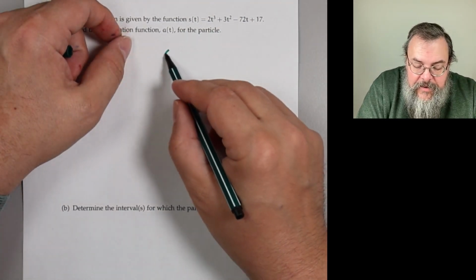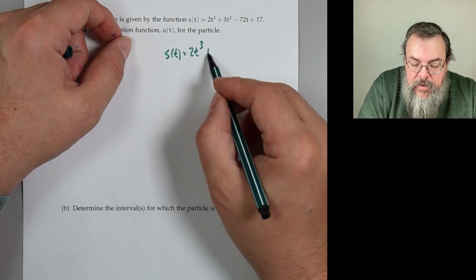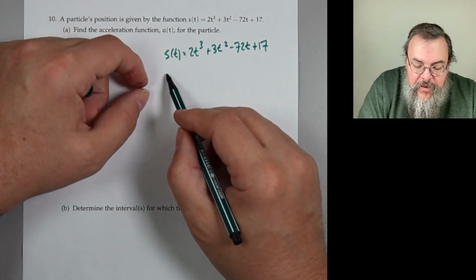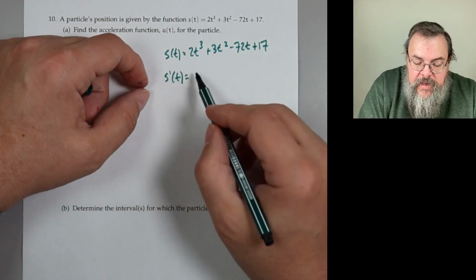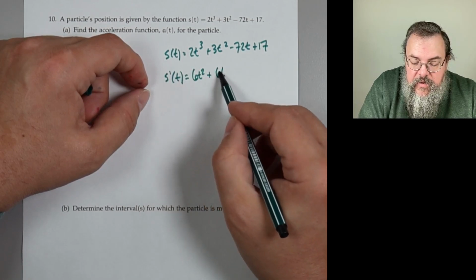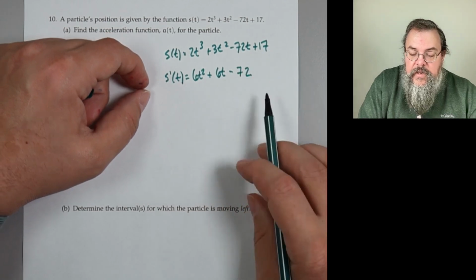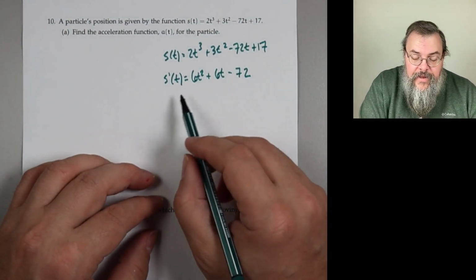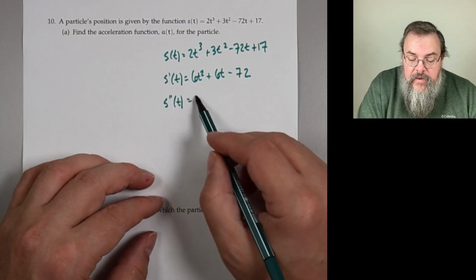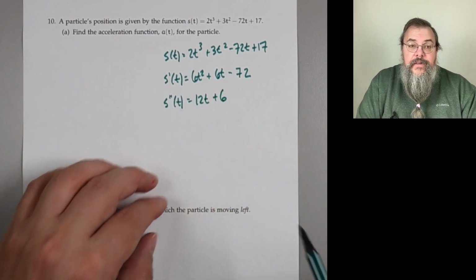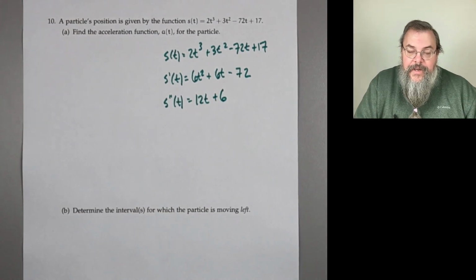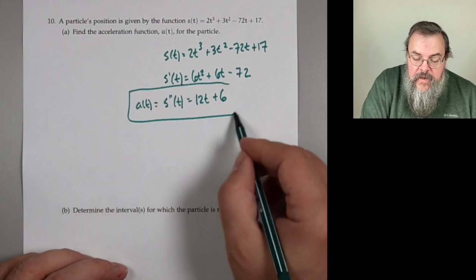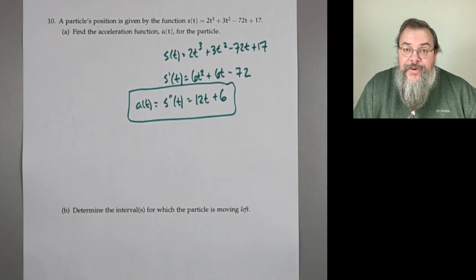So s of t is 2t cubed plus 3t squared minus 72t plus 17. I copied it down. Step 1: s prime of t is 6t squared plus 6t minus 72, and the 17 goes away. Now that's velocity. s double prime of t is 12t plus 6, and the 72 goes away. S double prime of t was our a of t, so there's our acceleration.